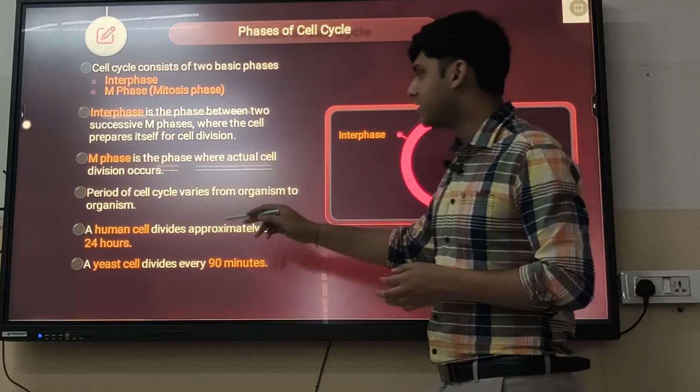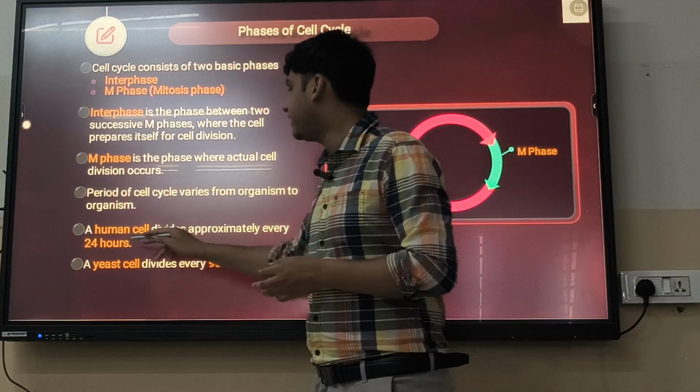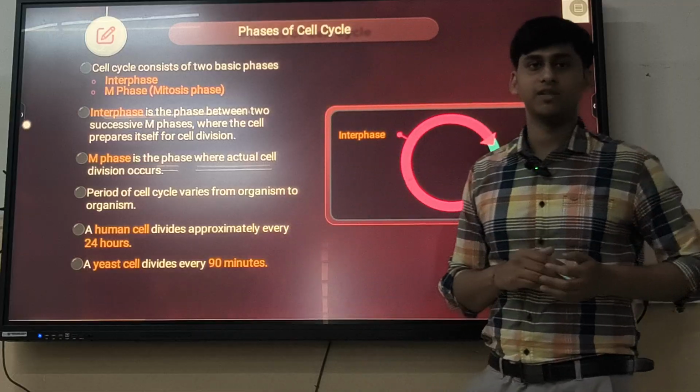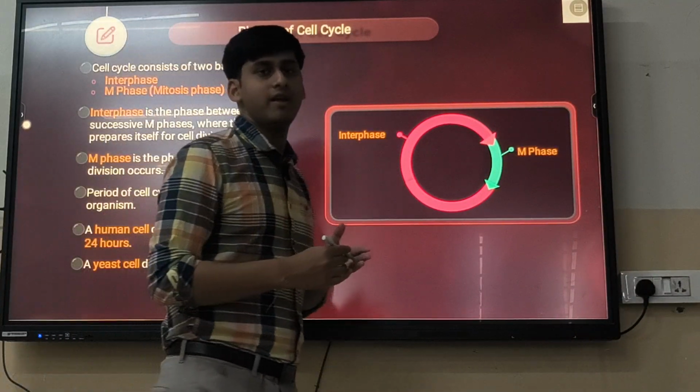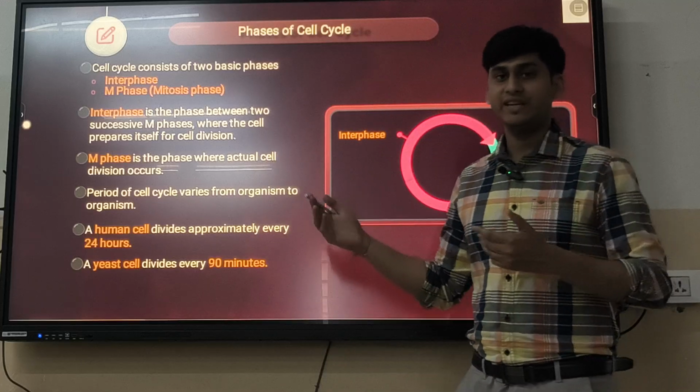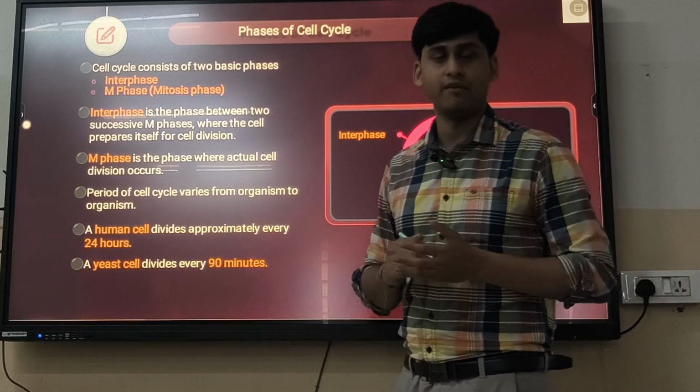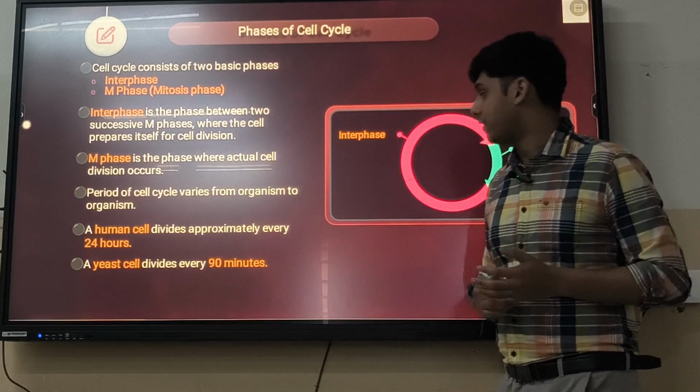A little information: a human cell divides approximately in 24 hours. It takes 24 hours for a human cell to divide, whereas for a yeast cell, it is only 1.5 hours, meaning 90 minutes.